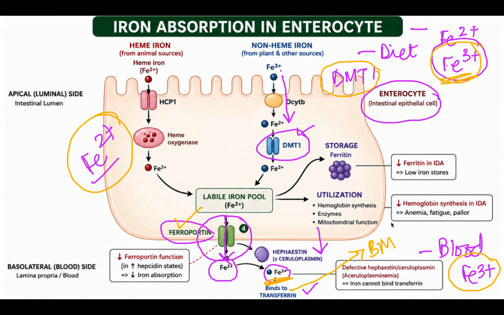Whenever the hepcidin is higher, hepcidin increases, it blocks the ferroportin. It will not allow the iron to go out of the enterocyte. Therefore the iron will get stored in the enterocyte itself. So the hepcidin main role is in the blockage or down regulation of ferroportin.